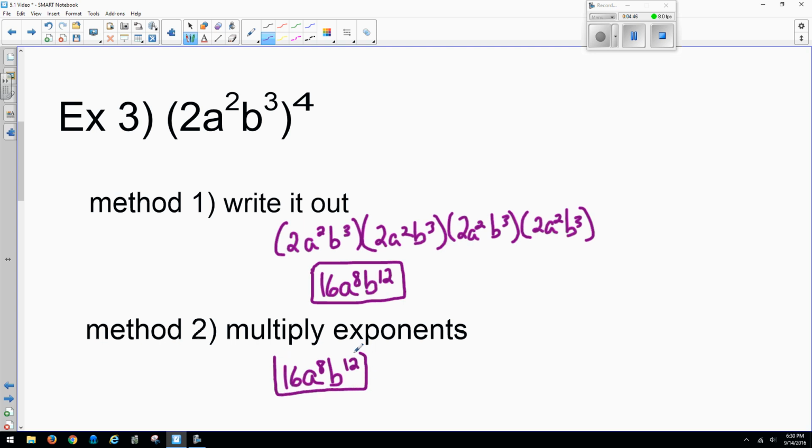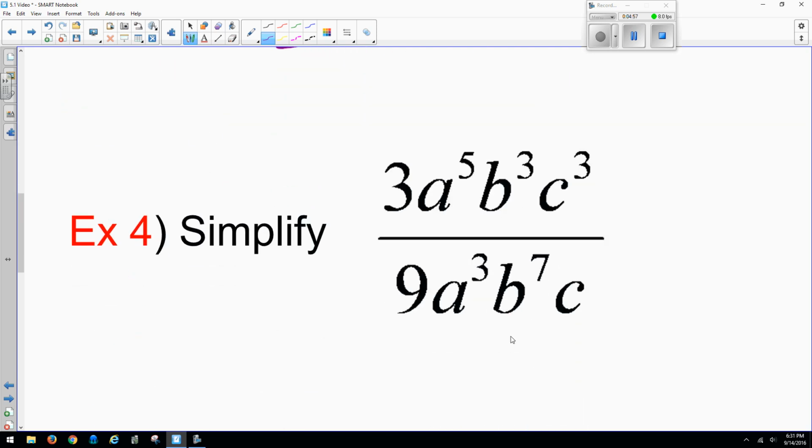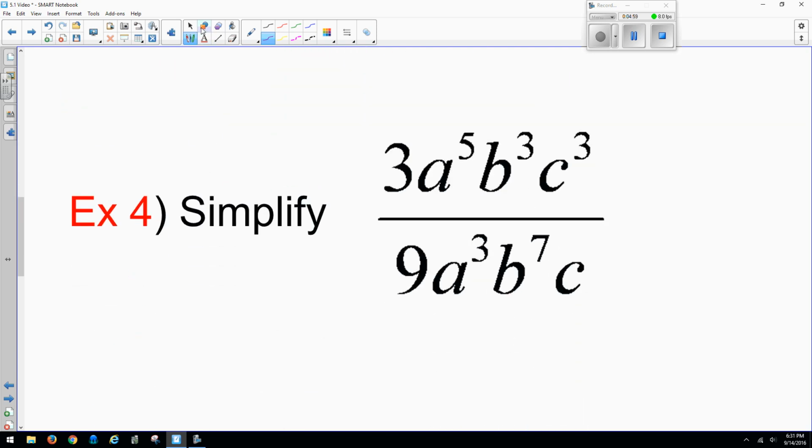This way is, of course, faster than writing it out. But again, if you think you're going to forget this rule, then write it out. Take the few extra seconds to just write it out. So I'm not going to remind you how to do this. This is from Algebra 1. I want to see what you remember. So as you can see, it's in red. So this is one that I want you to try.